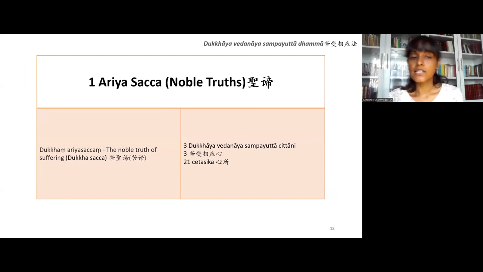And finally, ariya sacca, there is only one. It's only dukkha sacca. All 3 Chitta and 21 Chetasika are classified under dukkha sacca, because the Dukkhāya, Vedanāya, sampayuttā dhammā, all of the analytical states that are classified here are mundane. So the mundane noble truths are dukkha sacca and samudaya sacca. But because there is no lobha chetasika here, everything that we get under the Dukkhāya, Vedanāya, sampayuttā dhammā would be classified under dukkha sacca.